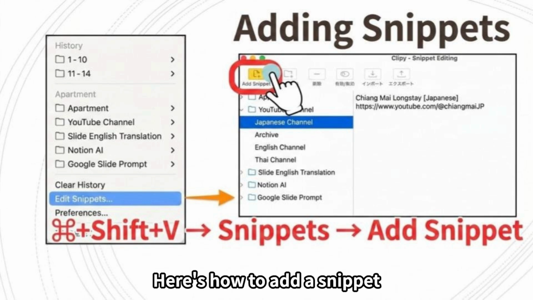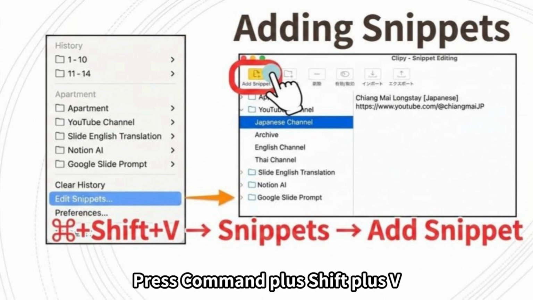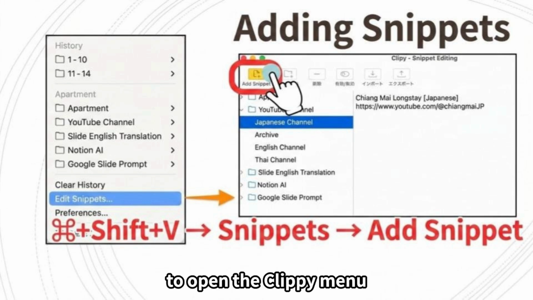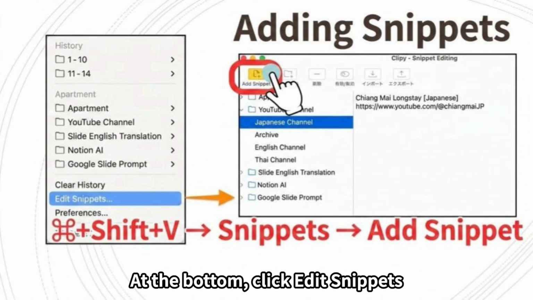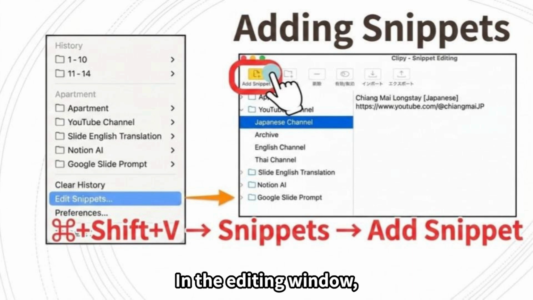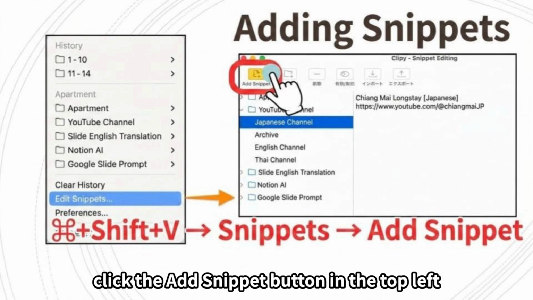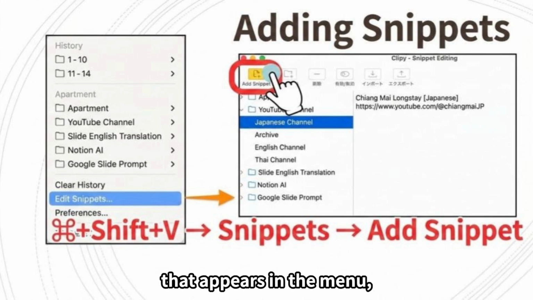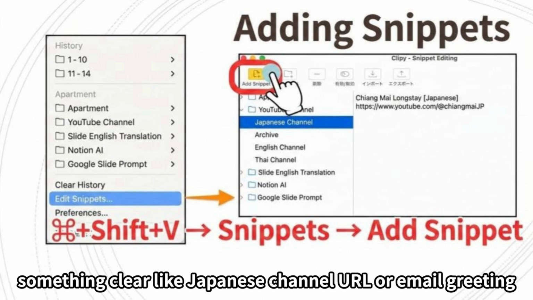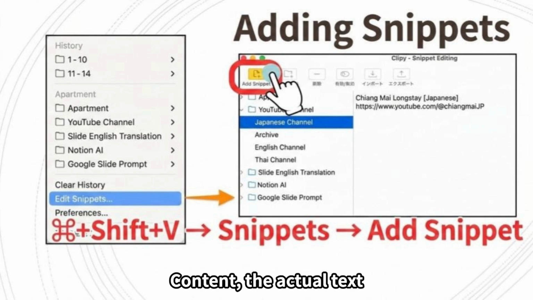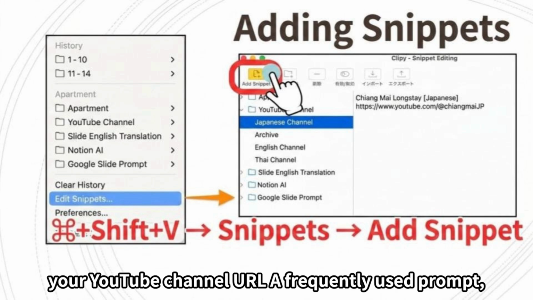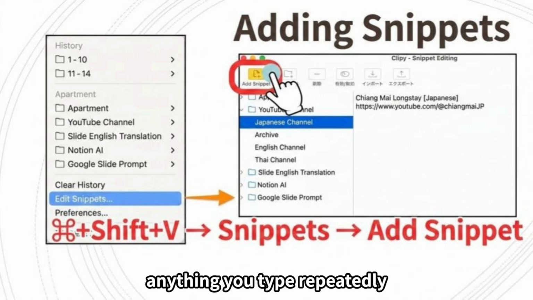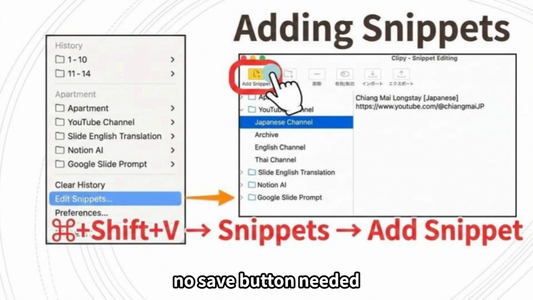Here's how to add a snippet. Press Command+Shift+V to open the Clipy menu. At the bottom, click Edit Snippets. In the editing window, click the Add Snippet button in the top left. You'll fill in two fields. Title, the name that appears in the menu, something clear like Japanese channel URL or email greeting. Content, the actual text you want to paste. Your YouTube channel URL, a frequently used prompt, anything you type repeatedly. It saves automatically. No save button needed.